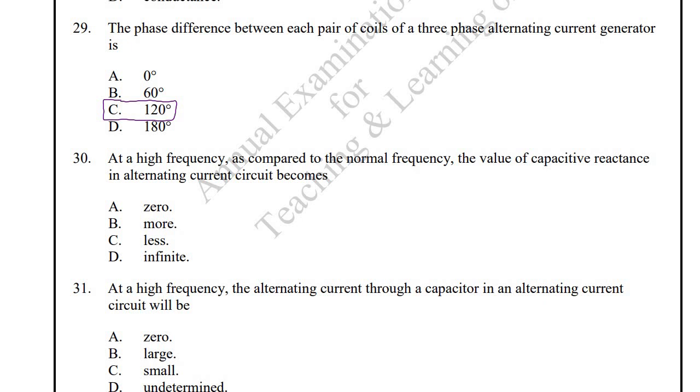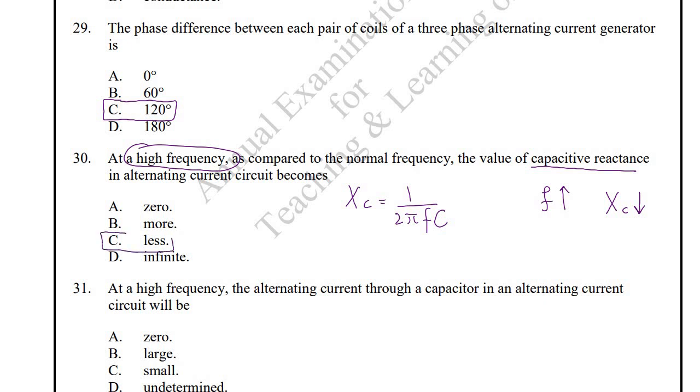At a high frequency as compared to the normal frequency, the value of capacitive reactance in an AC circuit will be. So we know that the capacitive reactance XC is equal to 1 over 2 pi FC. Capacitive reactance का जो फॉर्मूला है वो कुछ इस तरह से होता है, and the question states about the high frequency. So we know that at high frequency the capacitive reactance will be low, and for low capacitive reactance the current will be more. So the value of capacitive reactance in the circuit will be less. So option C for question number 30 is the right answer.